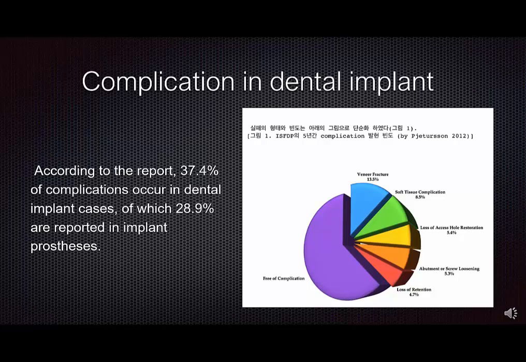Let's look at the complications that occur in the treatment of dental implants. According to the report, 37.4% of complications occur in dental implant cases, of which 28.9% are reported in implant prostheses.